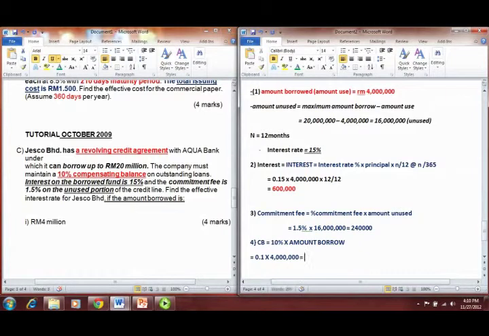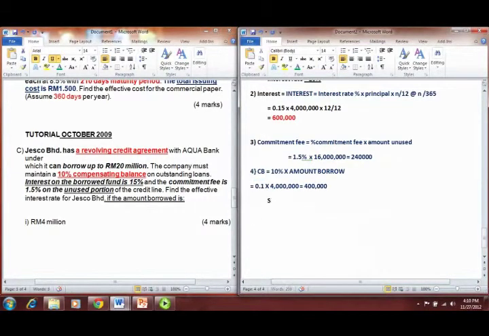So what is the answer, class? 0.1 times 4 million is 400,000. Alright, now class, if you can see on your right side, the amount borrowed, interest, commitment fee, and your CB. Now you can do your step 2 because you have made sure all the information is enough. Then you can substitute all the information into your step 2 formula.